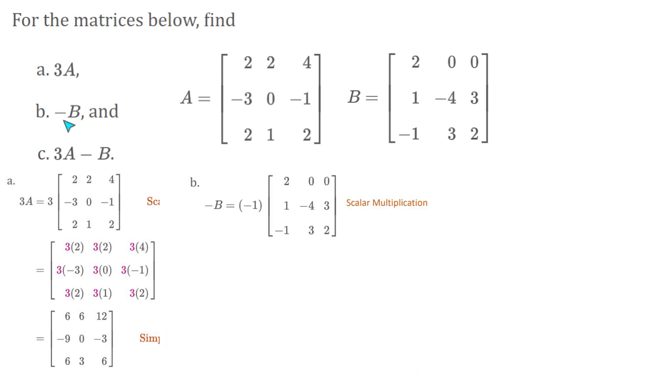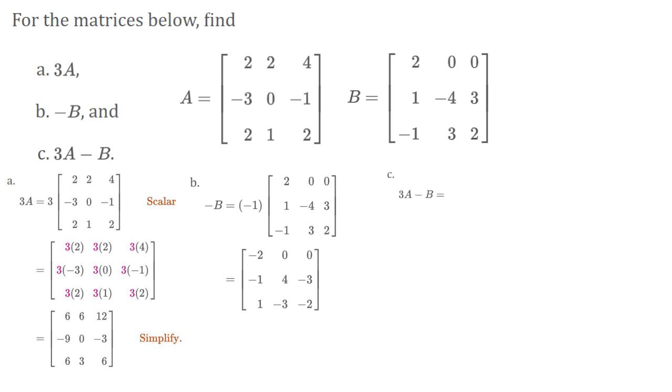Negative B is the same as saying negative 1 times the matrix B. So here's my matrix B. We're going to multiply negative 1 times 2 is negative 2. Negative 1 times 0 is 0. Negative 1 times 0 is 0. Negative 1 times 1 is negative 1. Negative 1 times negative 4 is positive 4. Negative 1 times 3 is negative 3, and so on. So then we get 1, negative 3, and negative 2.